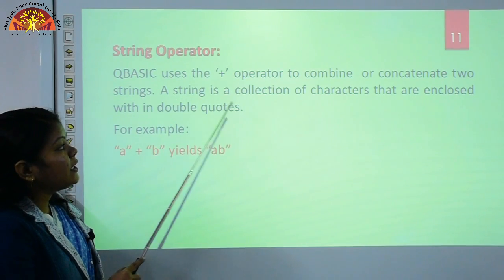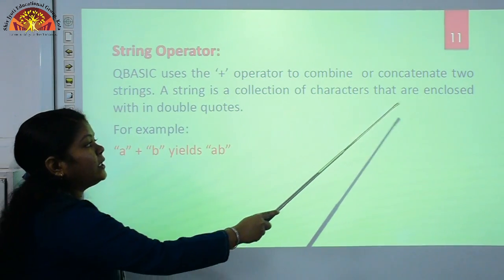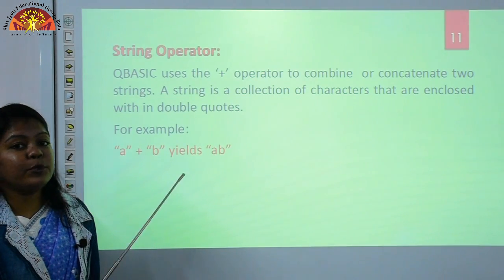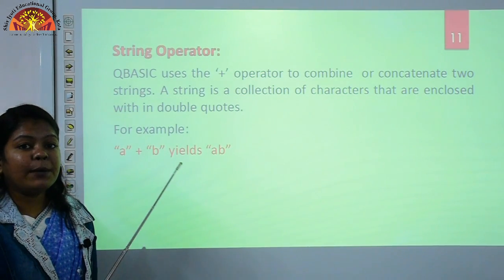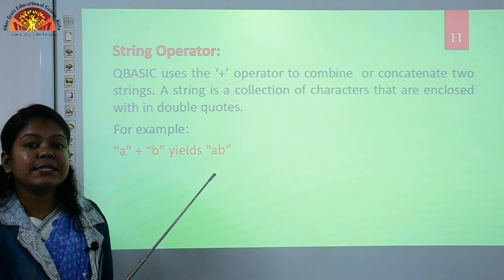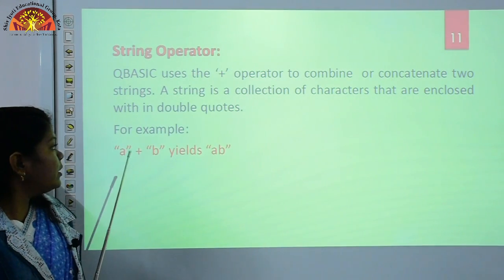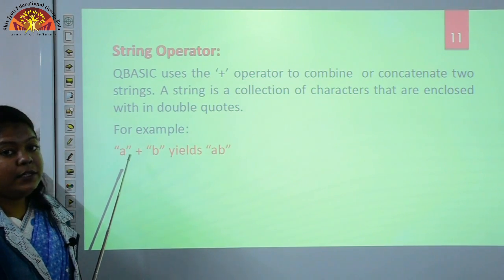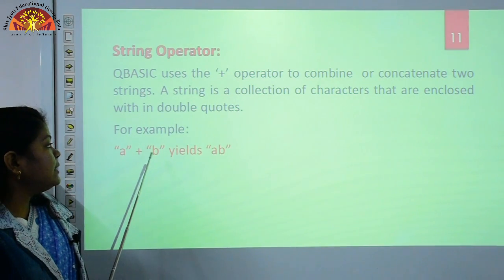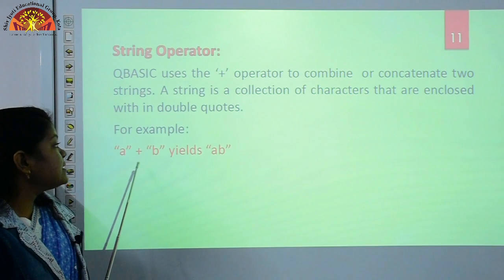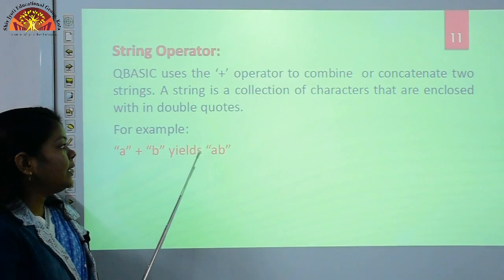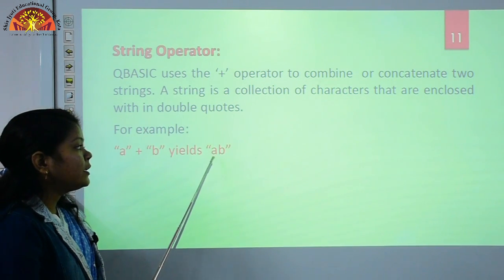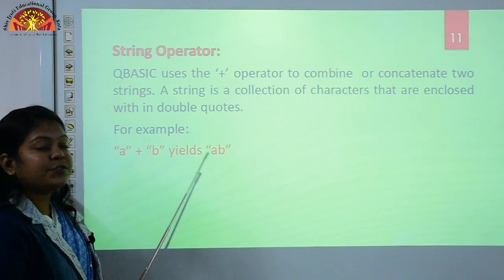A string is a collection of characters that are enclosed within double quotes. So students, string को आपको जब भी लिखना होता है in the QBasic program, then you have to enclose that string in the double quotation. Here you can see, for example, I have written A inside the double quotation plus B inside the double quotation, and this statement gives a result AB. Okay, so here you can see A and B concatenate and make a string AB.